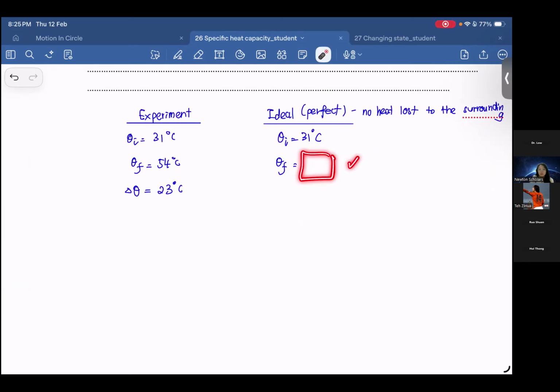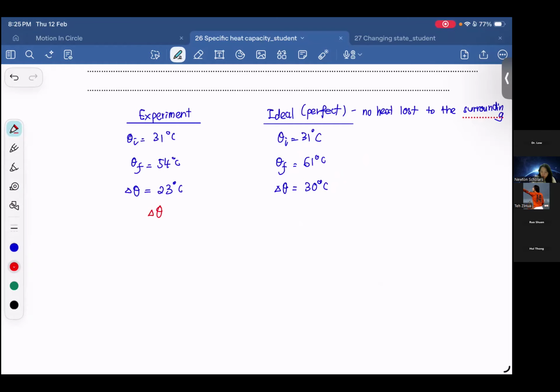So what do you think? Will it be higher or lower, if everything is perfect and all the heat from the heater goes to the aluminium block? It should be higher, am I right? Because all the heat is given to the aluminium. So let's say I set 61 degrees Celsius, so my change in temperature should be 30 degrees Celsius. When we compare, can you see that this change in temperature, the rise in temperature, is actually smaller?